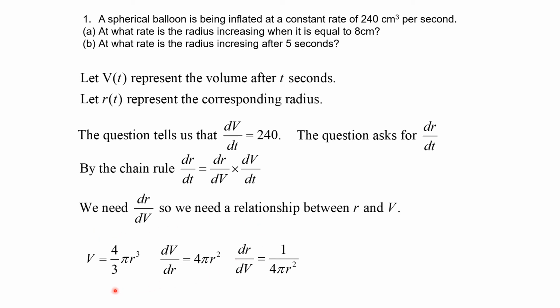So in this case, first you need to work out dV/dr and dV/dt in order to determine dr/dt. Volume is 4/3 pi r cubed. dV/dr would be differentiating this with respect to r, so you bring the 3 in front. It becomes 4 pi r squared. If dV/dr is this, then 1 divided by dV/dr becomes dr/dV, so 1 divided by 4 pi r squared.